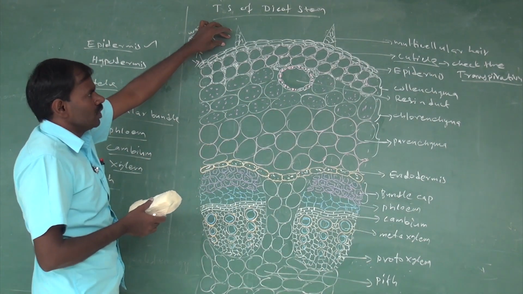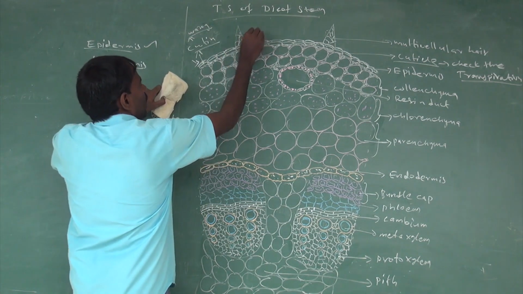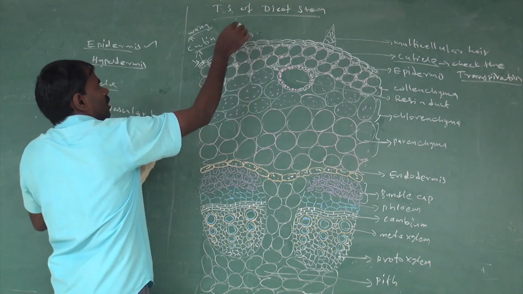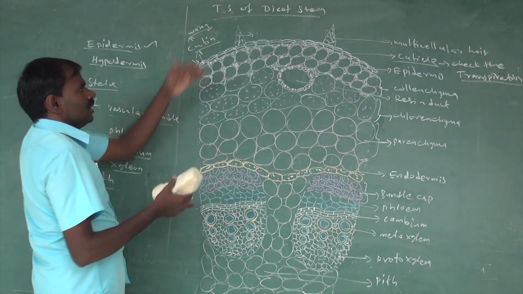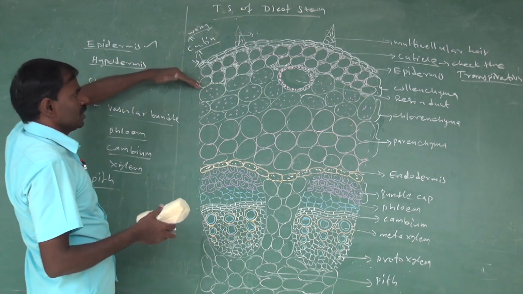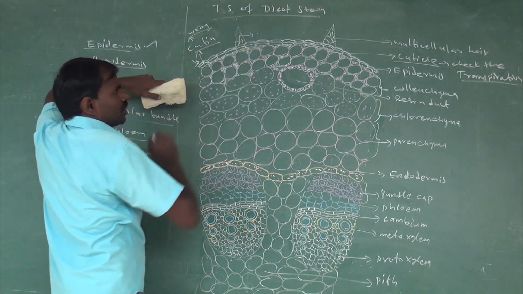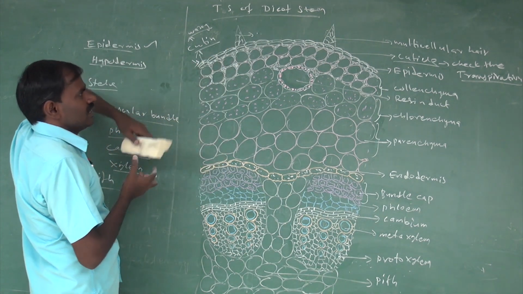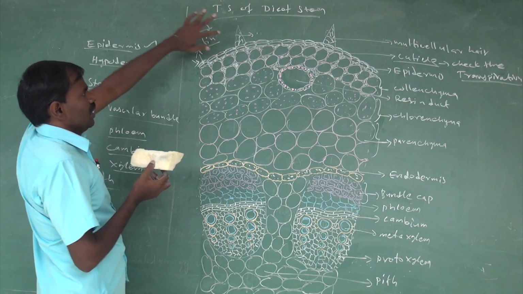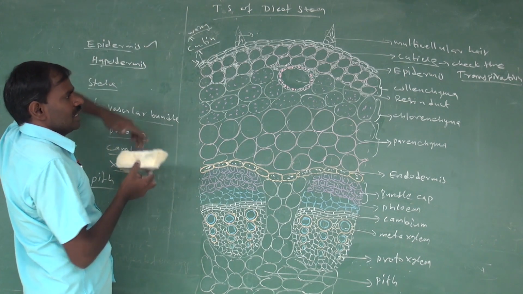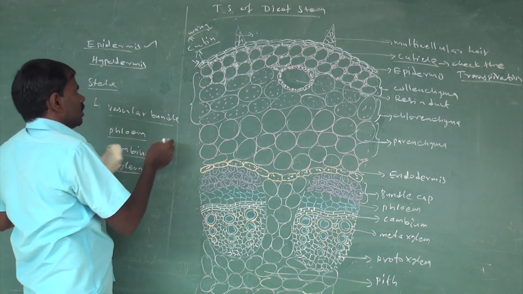Multicellular epidermal outgrowths are present in the dicot stem. This multicellular epidermal growth is absent in the monocot stem. Its importance is the dispersal of fruits and seeds. It involves the formation of multicellular epidermal hairs.